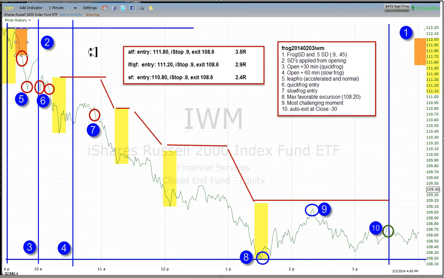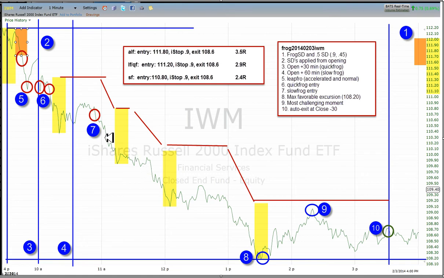So if you are the accelerated leapfrog, you're looking at a potential 3.5 R from an entry to mechanical exit. The normal leapfrog and the quick frogs looking at about 2.9 R from here to mechanical exit. If you're the slow frog from 7, you're looking at about 2.5 R with a mechanical exit around 10. And based on your exit rules, you could have had more or possibly less if you exit anywhere between 8 and 10.